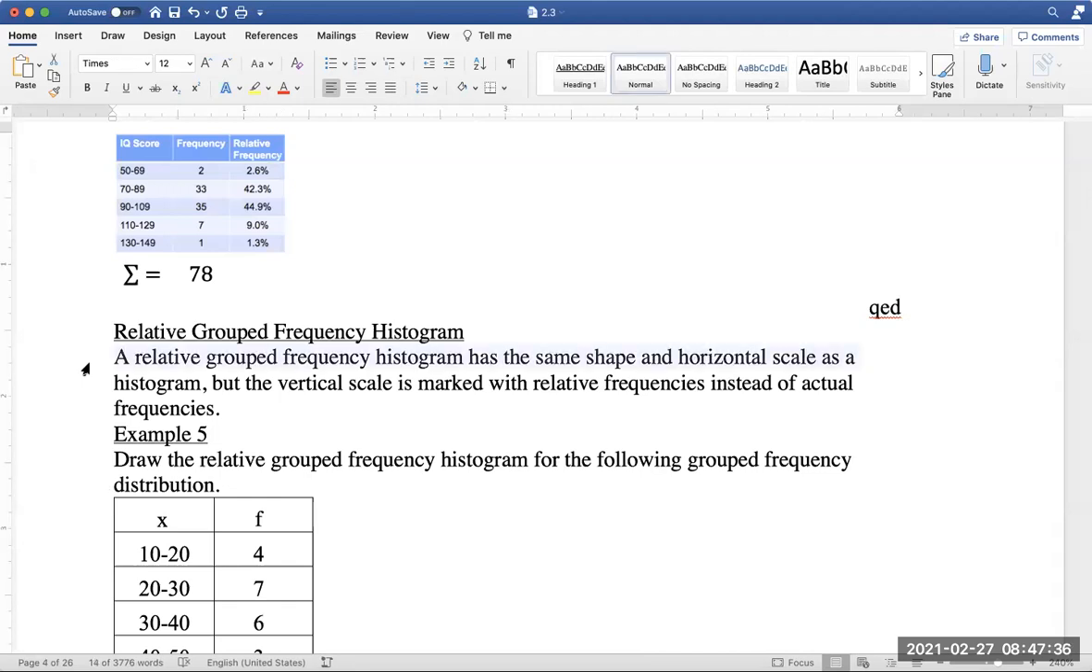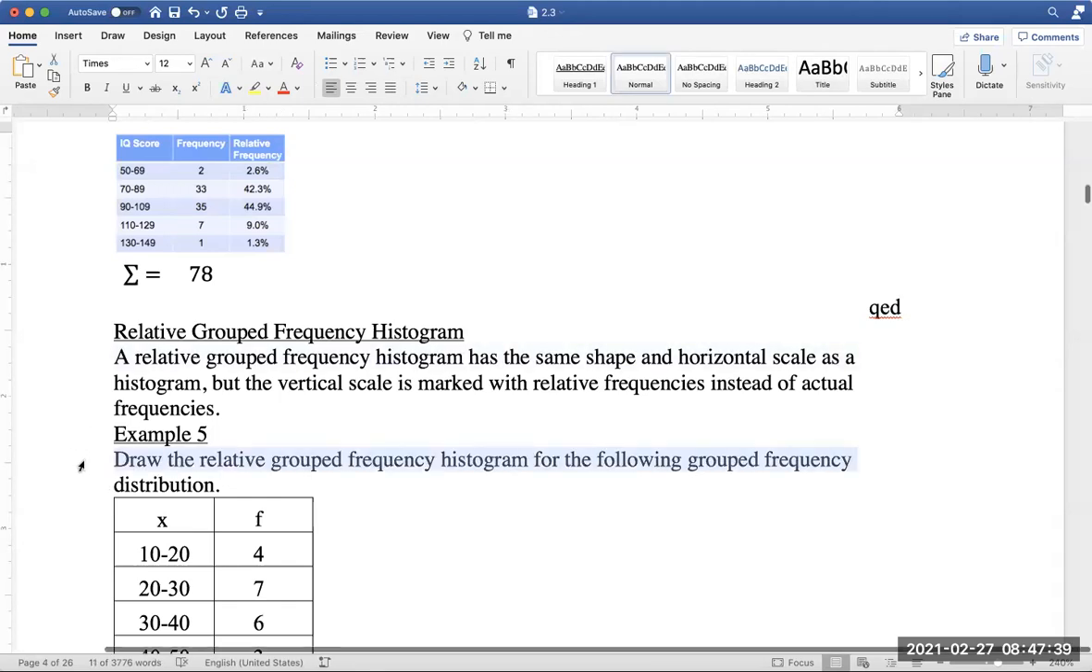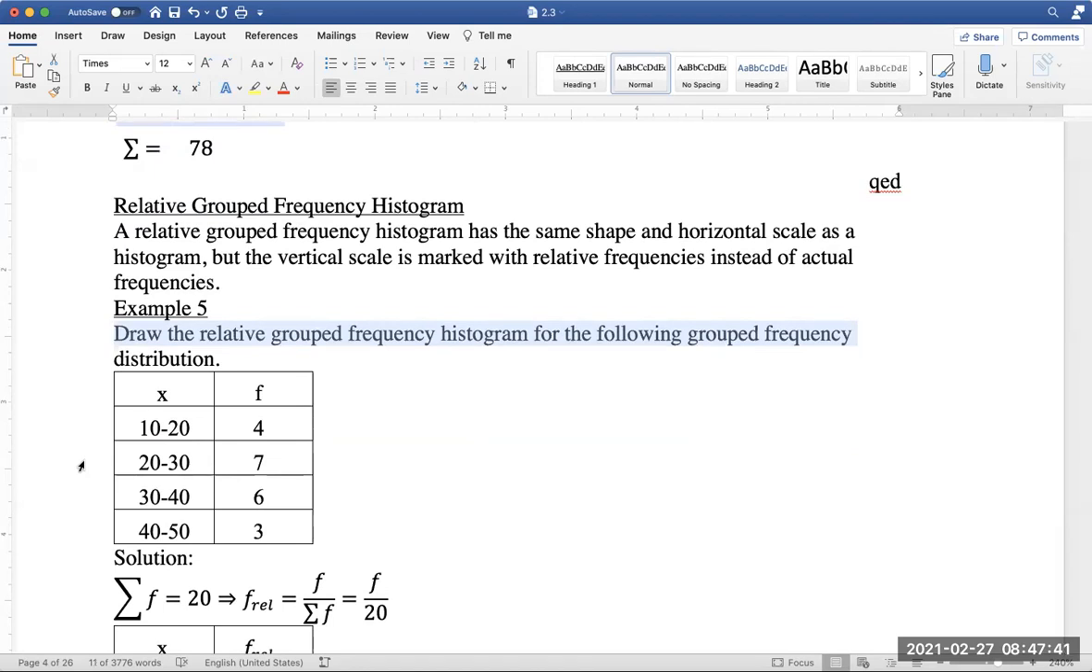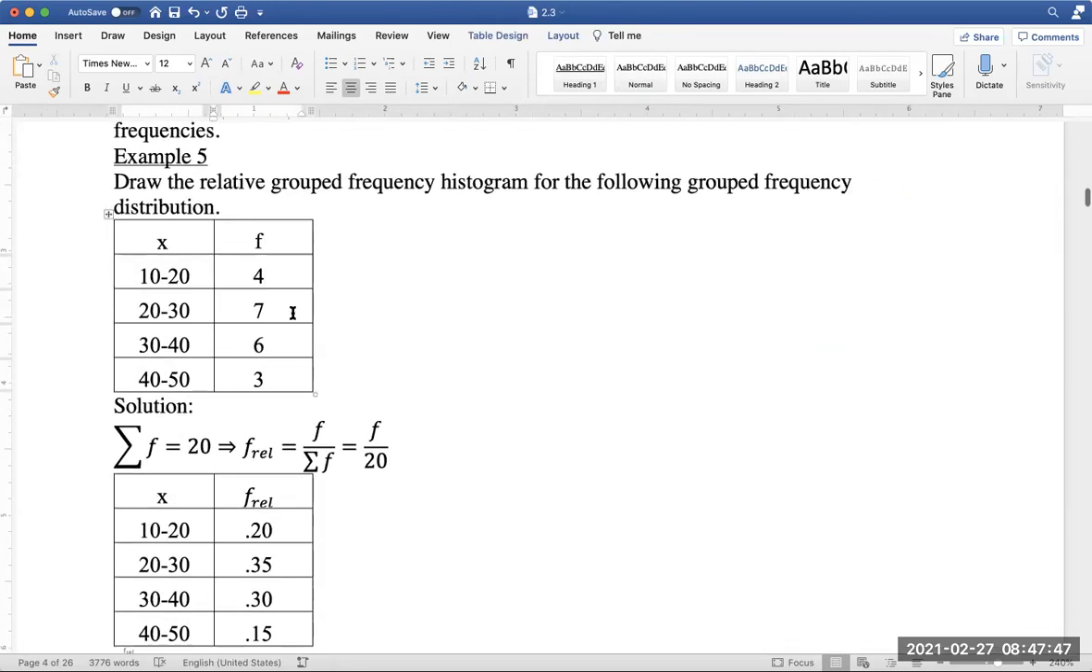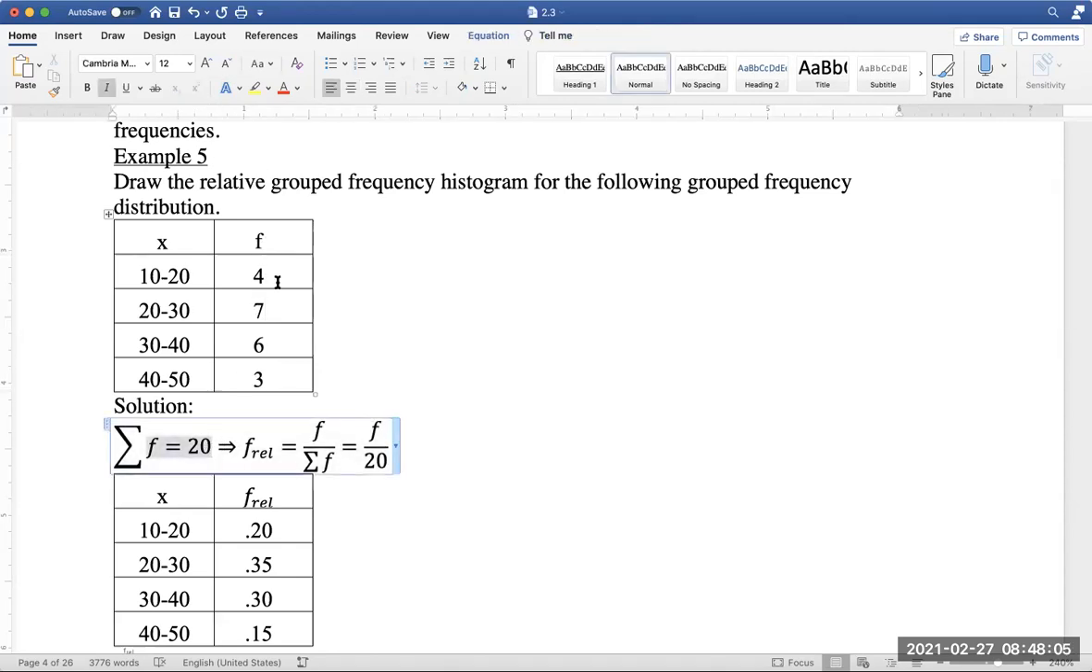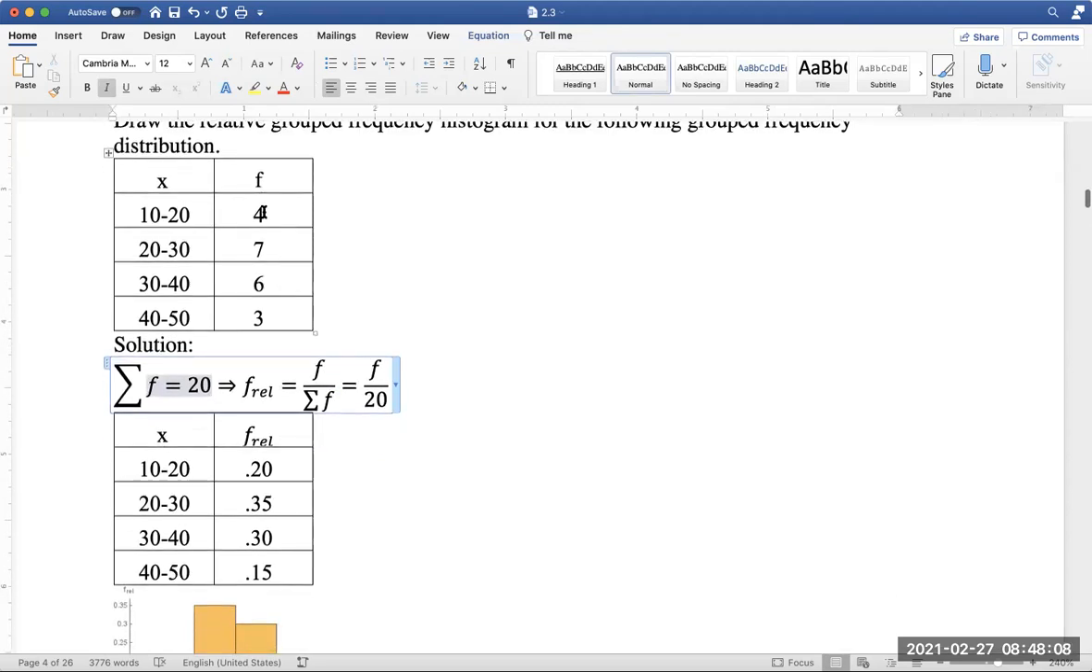A relative group frequency distribution. So let's draw a relative group frequency distribution from the following. We have 4 numbers between 10 and 20, 7 between 20 and 30, 6 between 30 and 40, and 3 between 40 and 50. And so 4 plus 7 plus 6 plus 3, the sum, if you add these all up, you get 20. So let's divide each of these by 20.